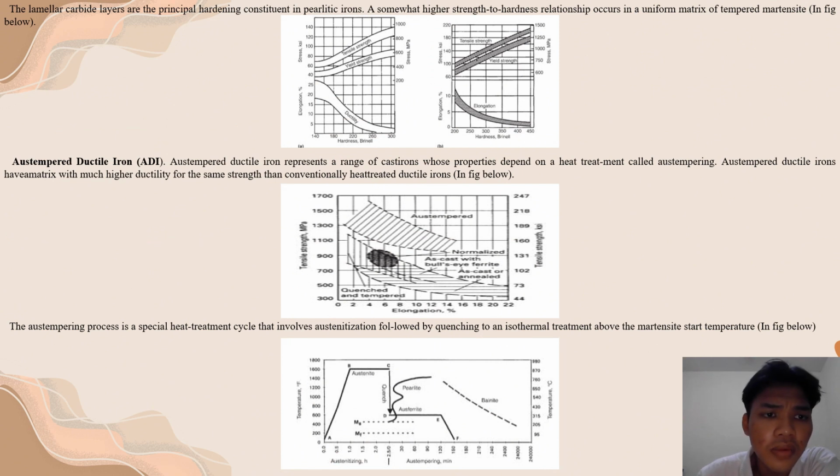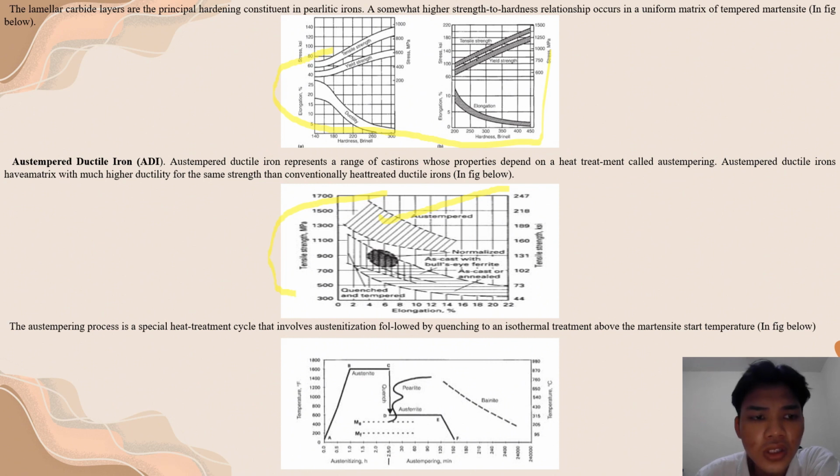The lamellar carbide layers are the principal hardening constituent in pearlitic irons, while somewhat weaker strength-to-hardness relationships occur in a uniform matrix of tempered martensite. Austempered ductile iron, or ADI. Austempered ductile iron represents a range of castings whose properties depend on a heat treatment called austempering.